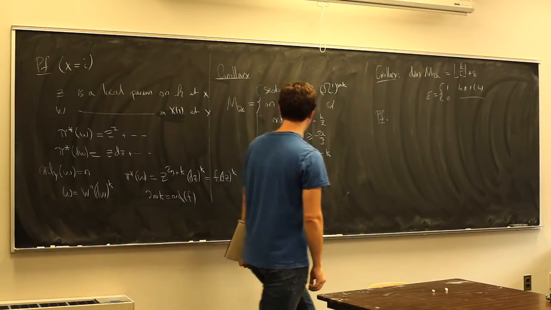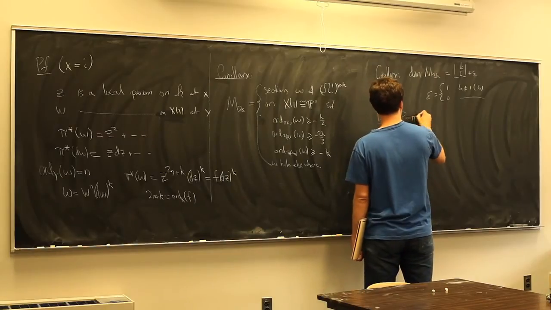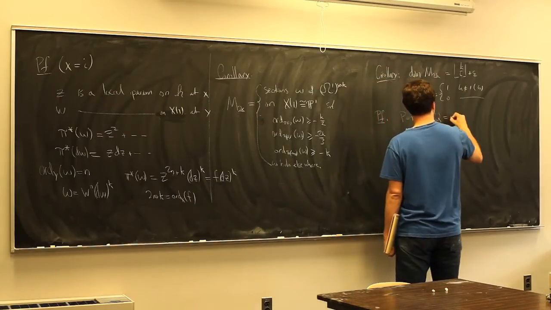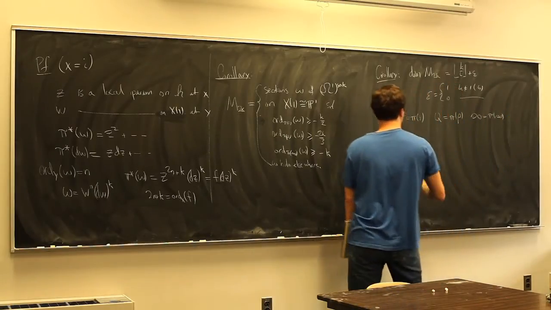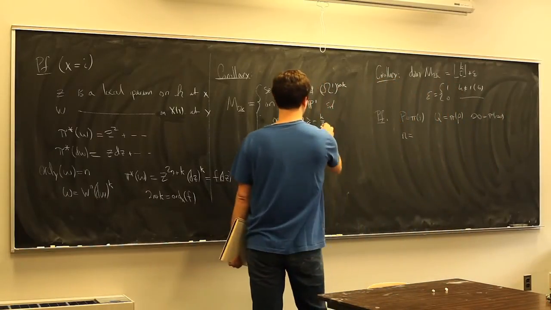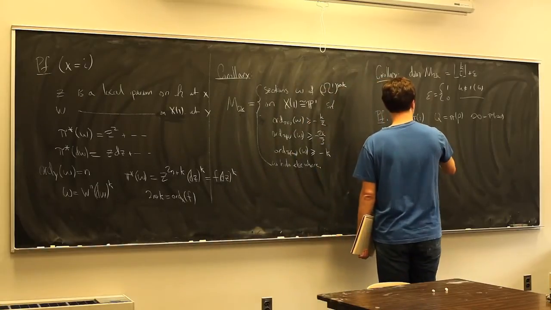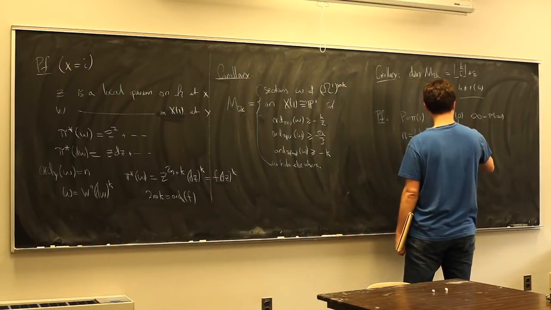So let me name some points. I'll call P pi of I and Q pi of rho. And I'll just write infinity for the image of infinity. And let me put n to be the floor of k over 2, and m to be the floor of 2k over 3.